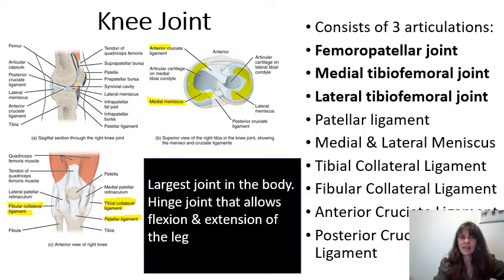We see internally an anterior cruciate ligament that prevents the tibia from going too far forward anteriorly in relation to the femur. We also see the posterior cruciate ligament, which prevents the tibia from going too far posteriorly in relation to the femur. These cruciate ligaments are so named because internally they form a cross, hence the term cruciate, cross-like.